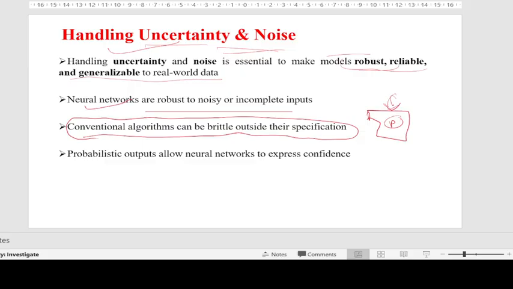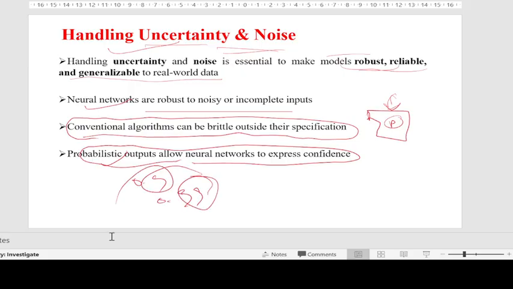So that is one of the drawbacks of the conventional one. Probabilistic output allows the neural network to express confidence. That means there will be some probability output, which allows the neural network to express the confidence. So the probability might be like 0.9 or 0.99, which indicates the confidence level of the neural network.